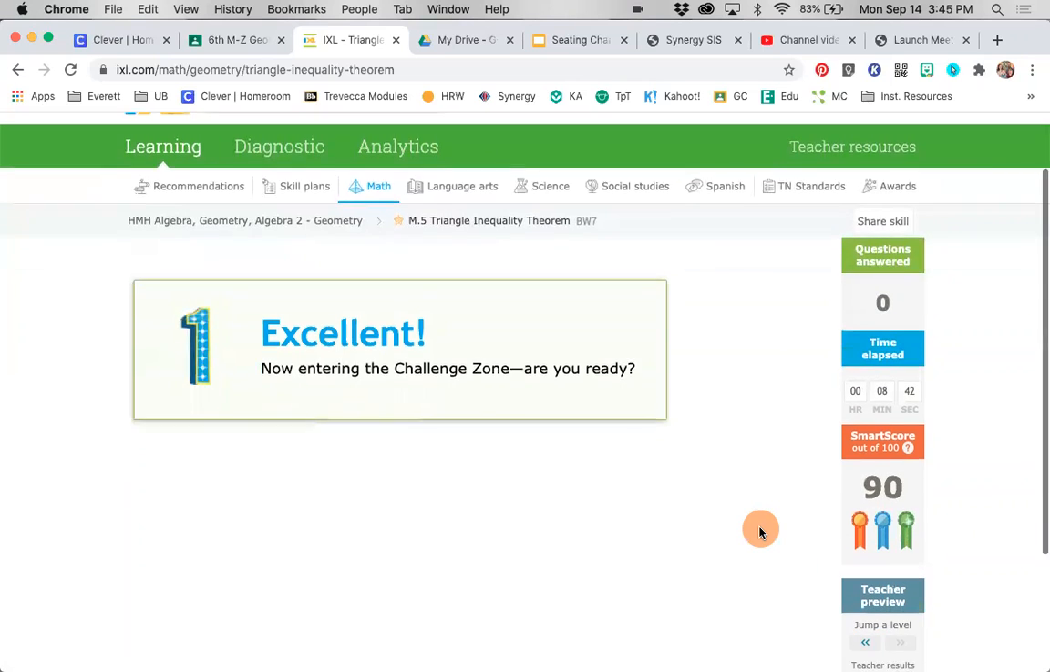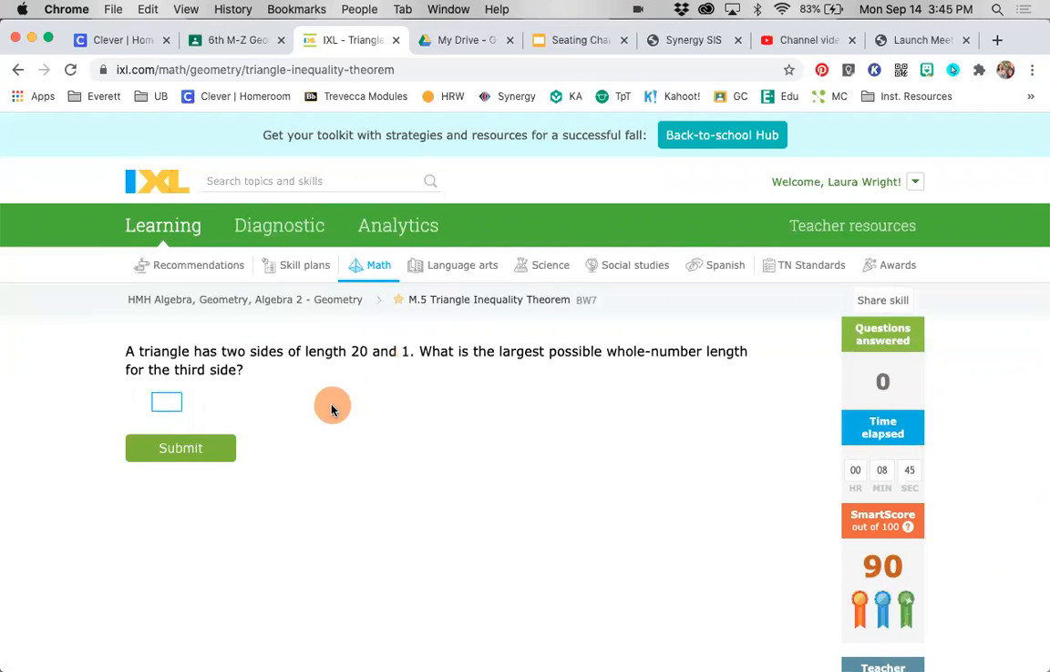Now we're in our challenge zone. A triangle has two sides of length 20 and 1. What is the largest possible whole number length for the third side? Well, if we're wanting the whole number largest possible, that's going to come from adding these two together. So 20 plus 1 is, of course, 21. However, if you'll remember, my side cannot actually be 21. So I need to take the next whole number down from 21, which is going to be 20.